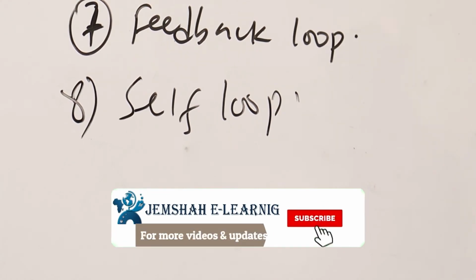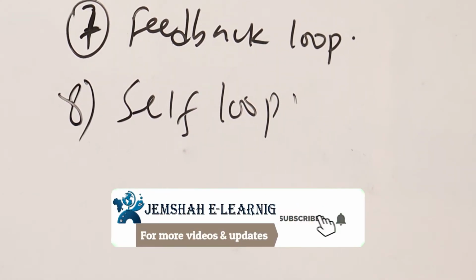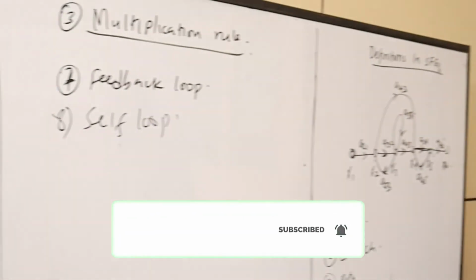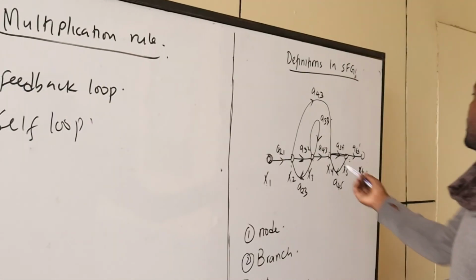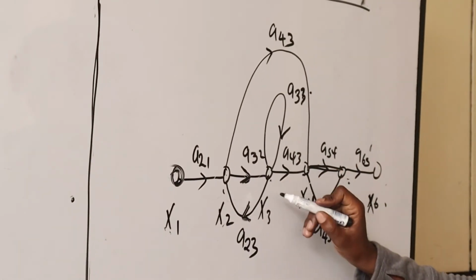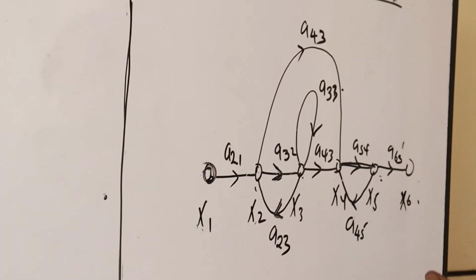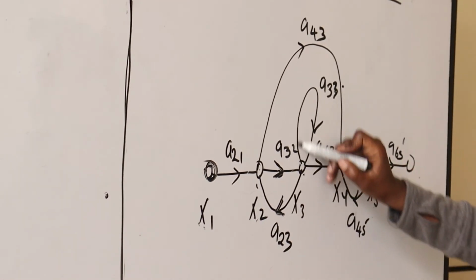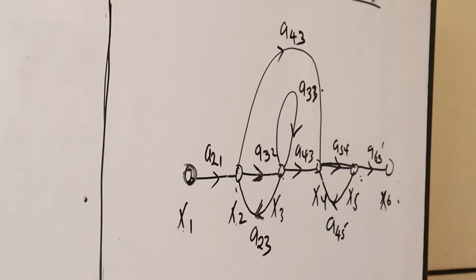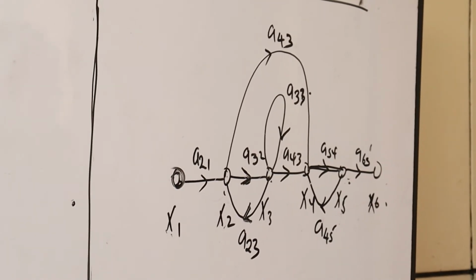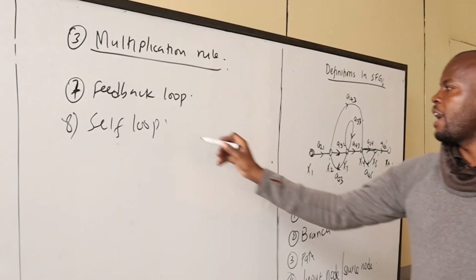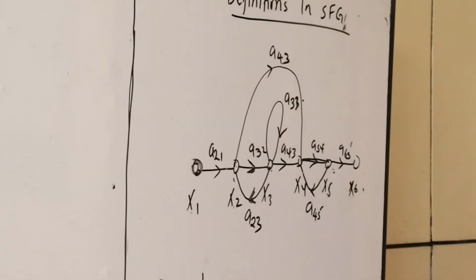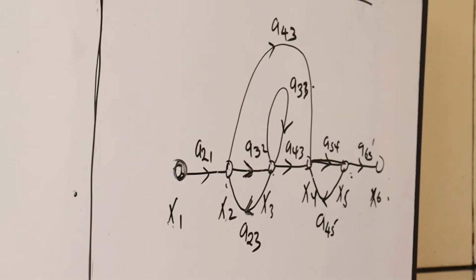So number 8, we are going to talk about a self loop, and a self loop is basically a loop that consists of only one branch. So this is a loop that consists of only one branch. In this case, we are talking about a loop that goes from the same node and returns to the same node without getting into any other node. So in that case, we are talking about this as the self loop. In this case, we can talk of A33. A good example is A33 can be considered to be a self loop.